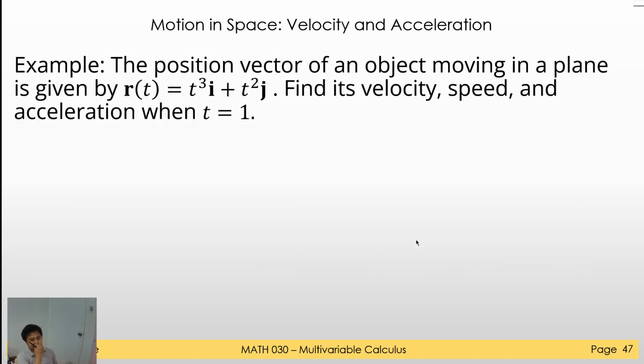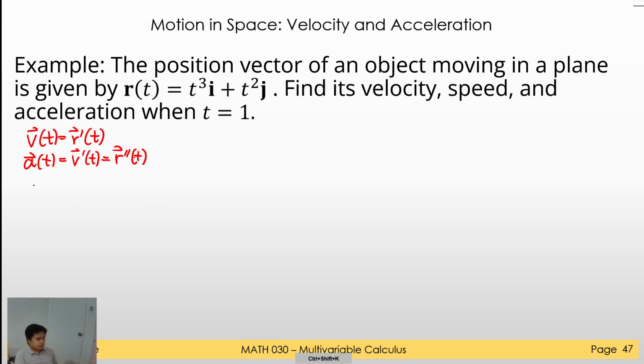So let's have this problem. We have a given position vector of an object moving in a plane. Find its velocity, speed, and acceleration when t is equal to 1. Again, you have this position vector. Therefore, your velocity vector is just the first derivative of your position vector. And then your acceleration vector will be just the first derivative of your velocity vector, or the second derivative of your position vector.